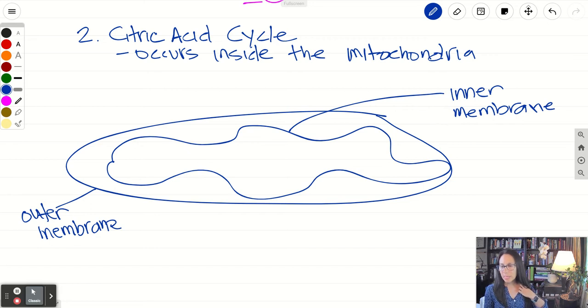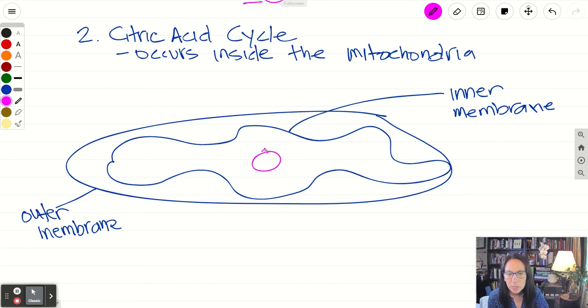These wrinkles allow the inner membrane to be way larger, so there's a lot more surface area, and it gets squished up into this smaller space, which causes it to get all wrinkled up like that, which means there's more surface area, and that's very important for cellular respiration. There's more room to generate more energy. Okay, so the mitochondria in general makes energy, and that's what we're talking about right now. And so the citric acid cycle is happening inside the mitochondria, so right here.